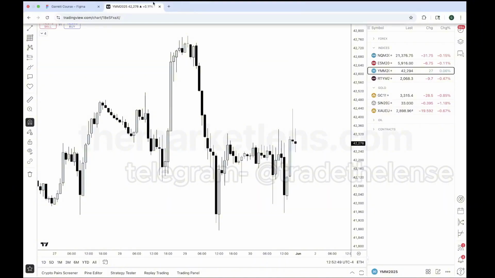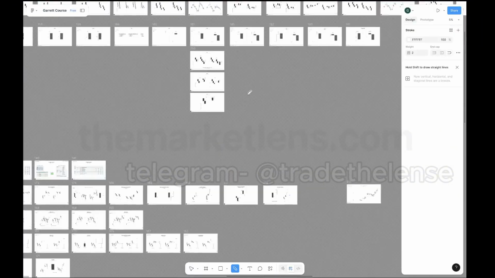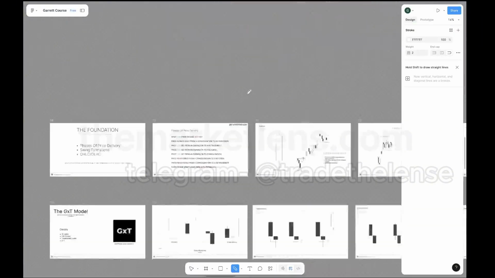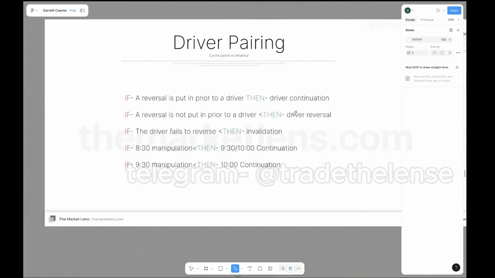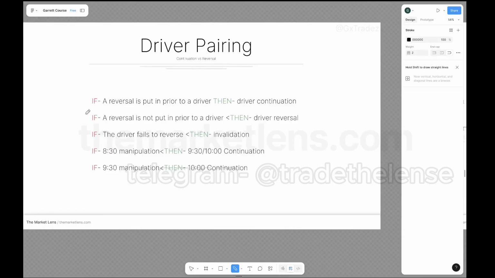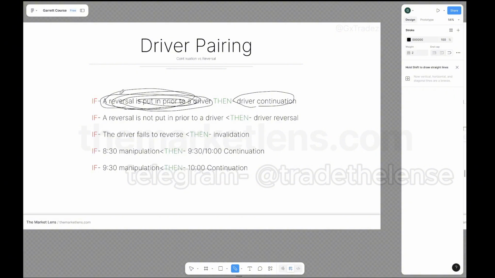So the way I would put it is over here. Hold on. This is kind of like the flow chart, I guess, for drivers. You follow this if-then scenario. It's an if-then statement. So if a reversal has been put in prior to the driver, the driver should expand away, right? And if it doesn't do that, then this is not going to be a reversal. Whatever you thought was a reversal is not a reversal if the driver does not expand away. So that would invalidate your idea.